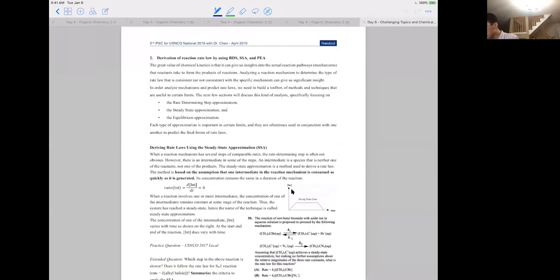The next part is kinetics. I know recently there are a lot of questions related to how to use the rate determining step, how to use the steady state approximation, how to use the pre-equilibrium approximation. So I believe all of you have a good understanding about this part. But I want to extend this question a little bit.